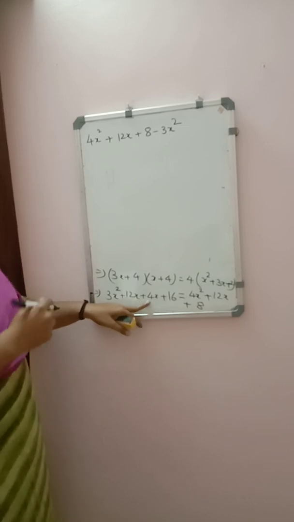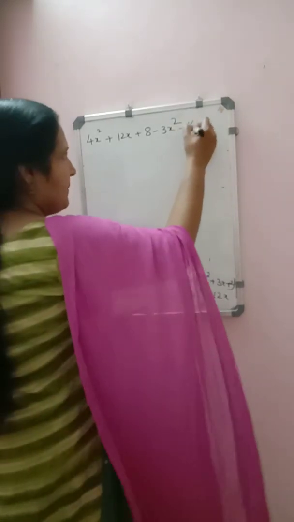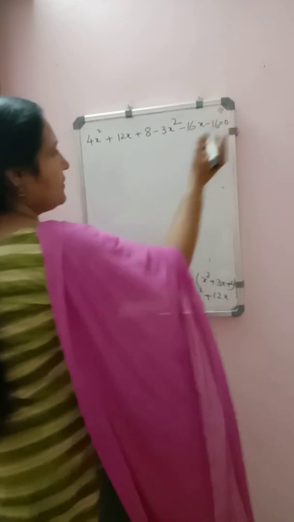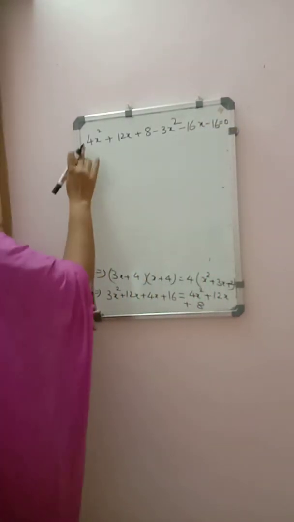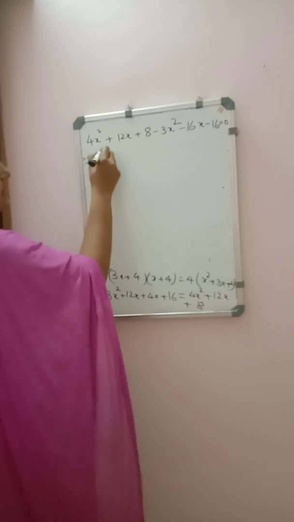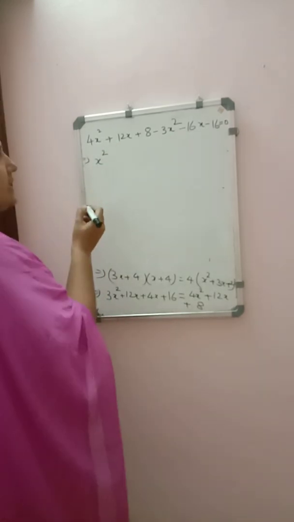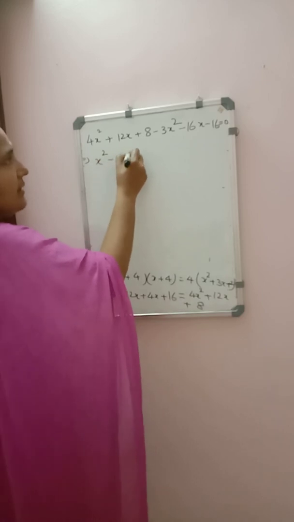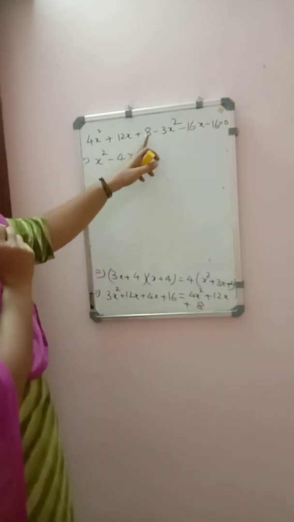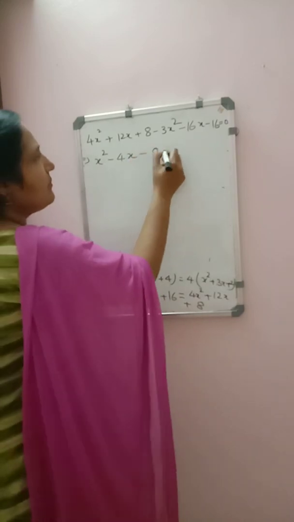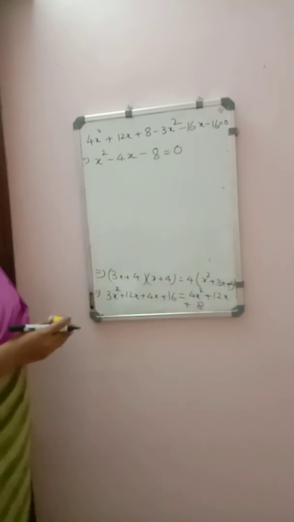12 plus 4, 16. So it will become minus 16 and then minus 16 equal to 0. 4 minus 3, 1. So you can write x square, 12x minus 16x, 12 minus 16, minus 4x. 8 minus 16 will be equal to minus 8 equal to 0.